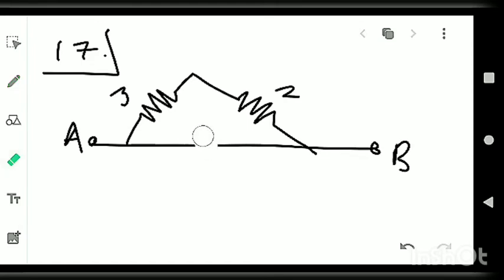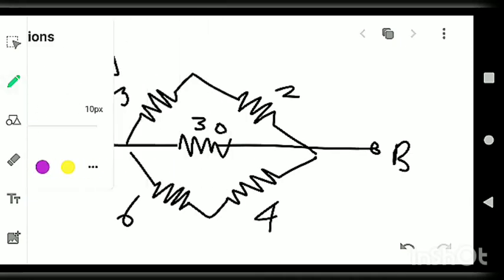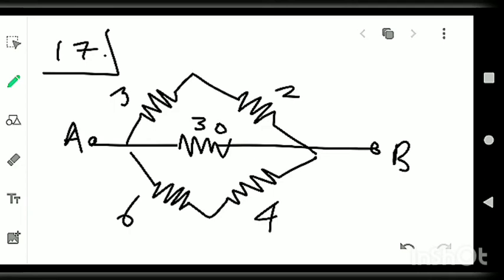In the mid portion there is also a resistance given. That resistance is quite large. Its value is 30. In the lower portion also two resistances are connected like this. Their values are 6 and 4. So you can see in the upper portion of the circuit, these 3 ohms and 2 ohms are actually connected in series. They are not connected in parallel. Where one resistance ends, the second resistance begins. So these 3 and 2 will give us 5 ohms.